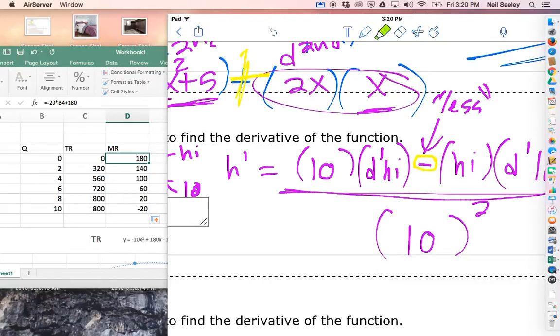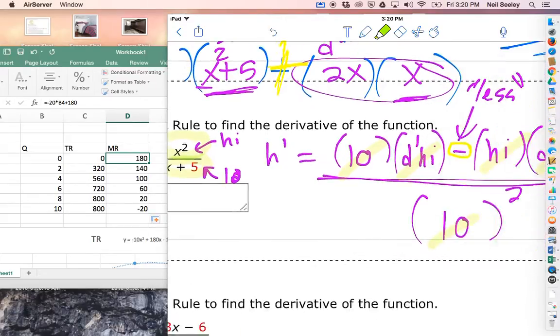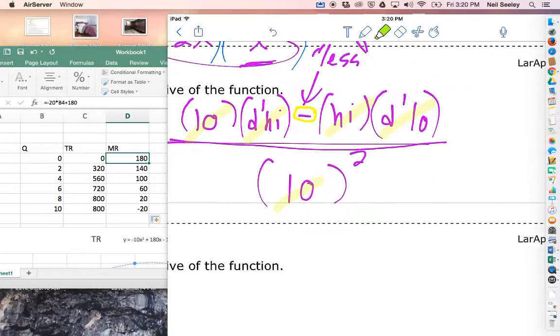So I'll walk you through it again with a little highlight here. Low d high less high d low over the square of low we go. And every time I say low, I'm referring to the bottom function. Whenever I say high, I'm talking about the top function. Now that's a funny mnemonic device. There's obviously a symbolic way you can do it with calculus, with f primes and g primes and things like that. But I like that method. It's kind of clean. It's easy enough to follow.